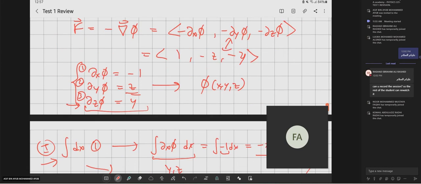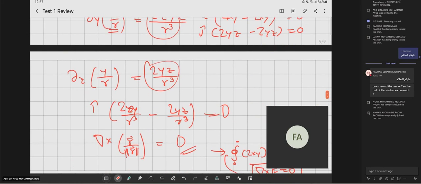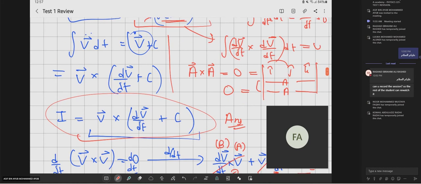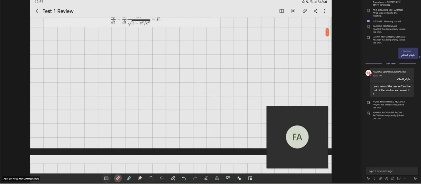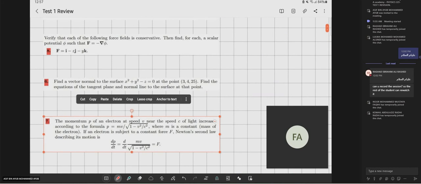Now let's see. I actually have quite a few more questions that I want to solve, but we don't really have a lot of time. Let's see how many we can do.